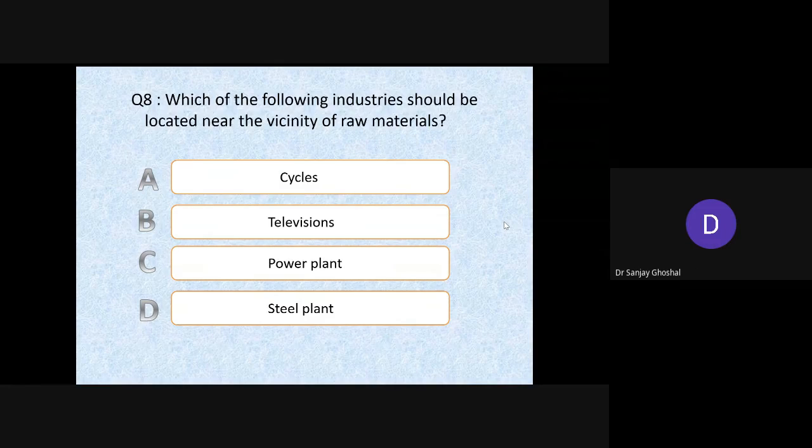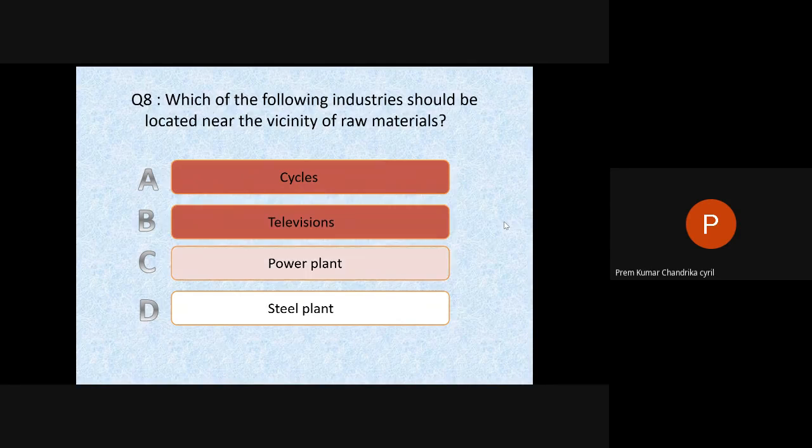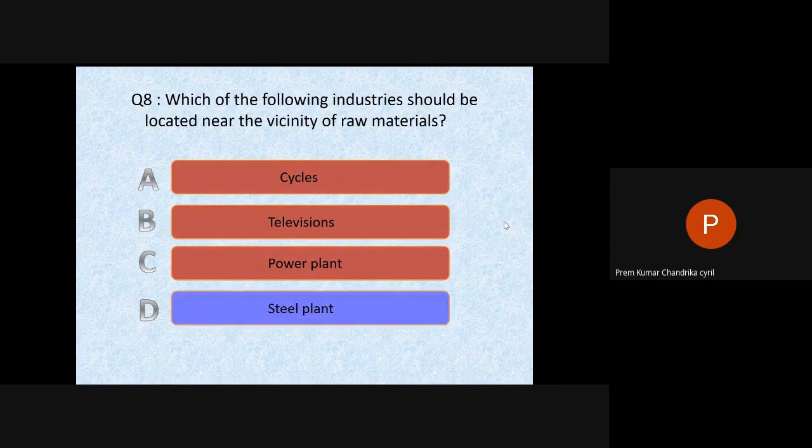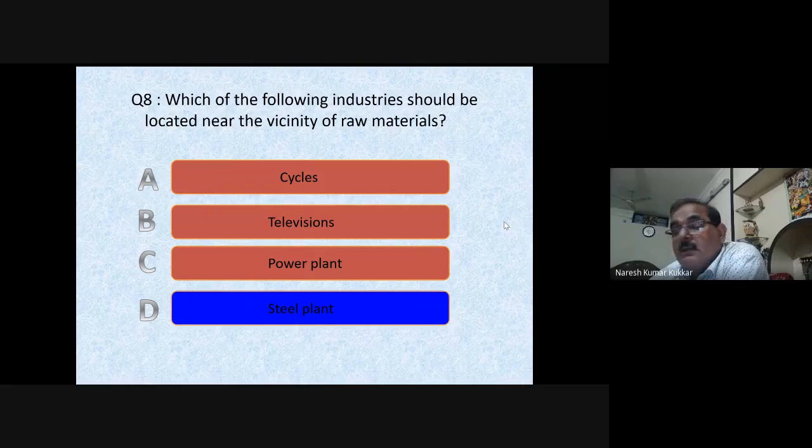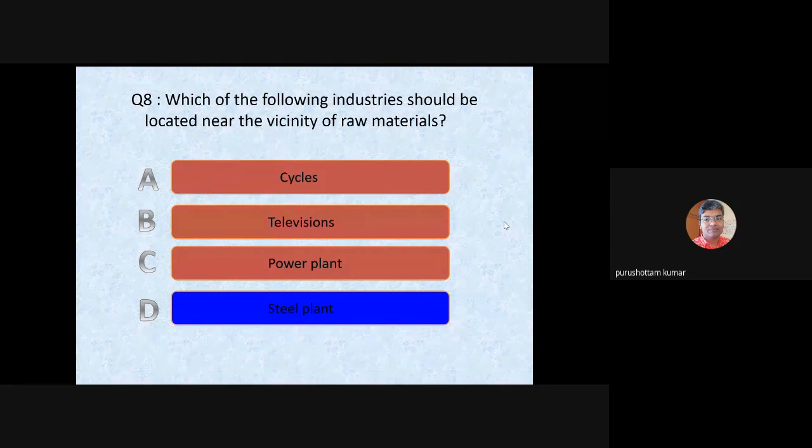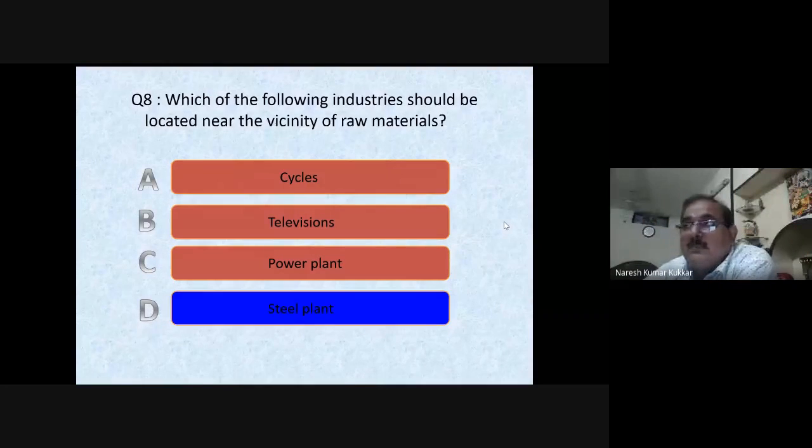Steel plant. Why not power plant, sir? Raw material, basic raw material. Sir, for a power plant there is also a requirement for coal and water. That is also a big challenge. For a power plant we should look for the supply. Yes. Nearest to the supply. Customer related.